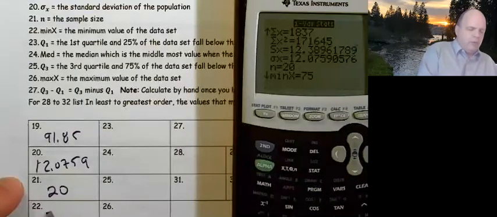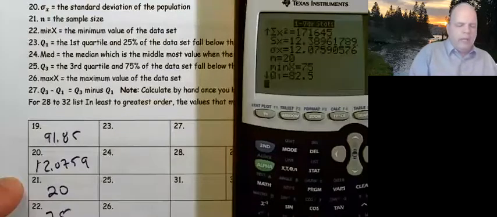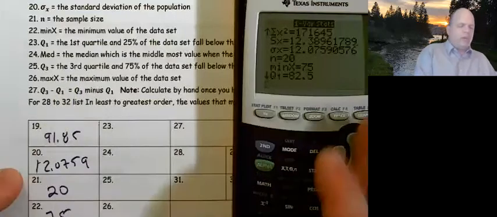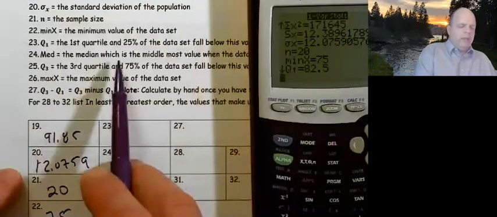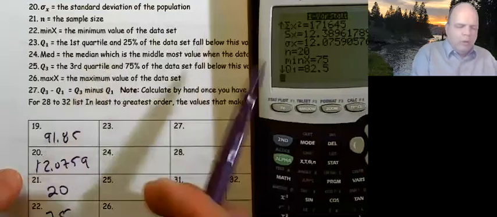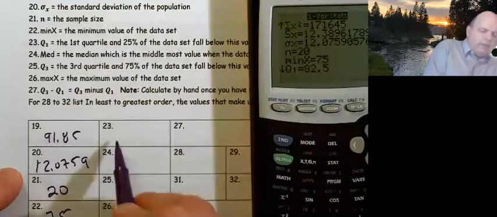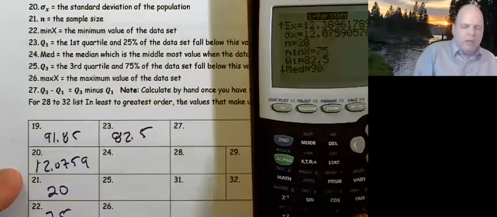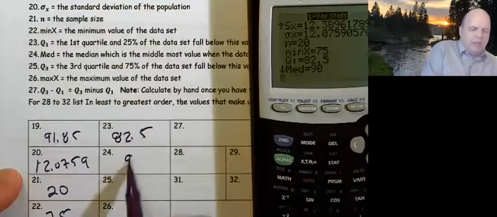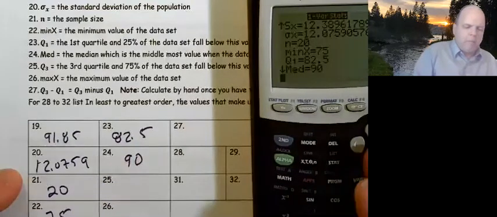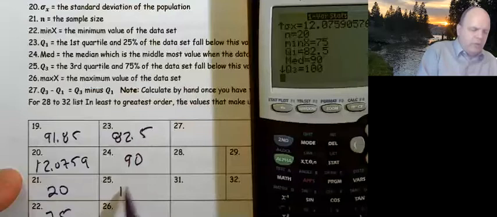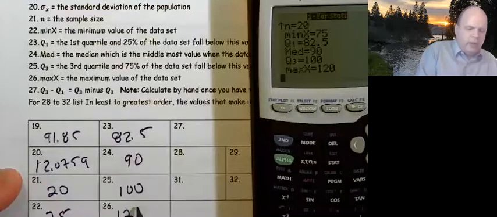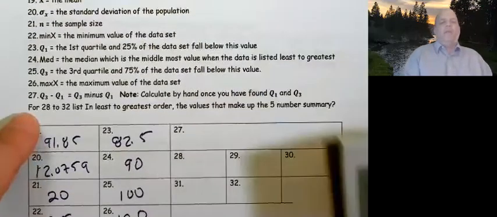I just down arrowed. A down arrow again, and I see Q1, number 23, which is the first quartile, and that is 82.5. The median, or the middle number, is 90. Q3 happens to be 100. And the data max, the largest value in the data set, is 120. All right, so I have that part done.